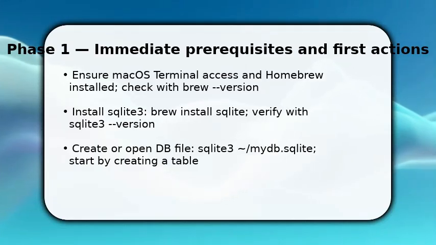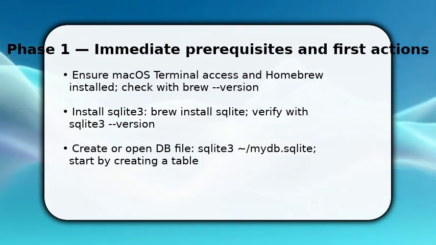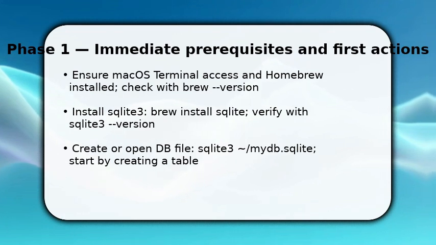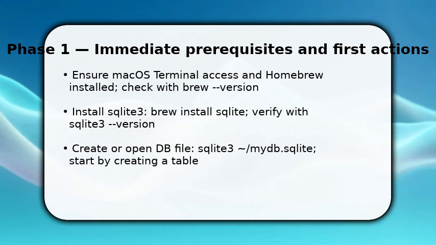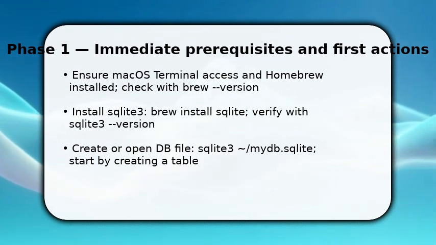You will start by confirming prerequisites, then move straight into action. First, open Terminal and confirm Homebrew. If present, install SQLite 3 with brew install sqlite. Once done, run sqlite3 --version to confirm.